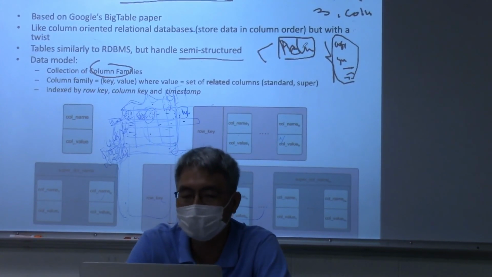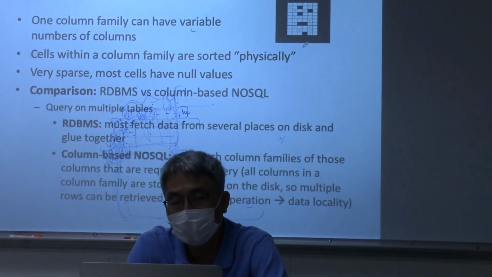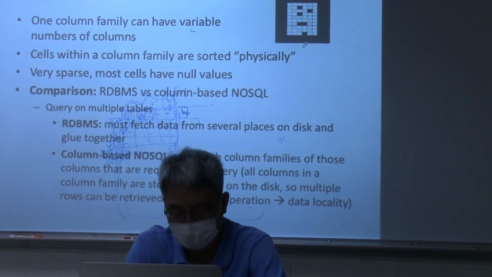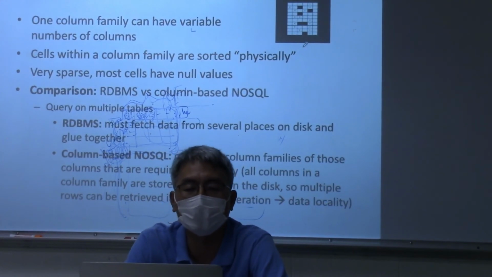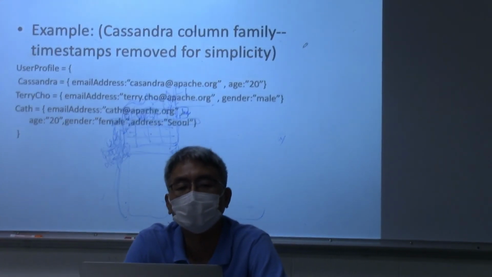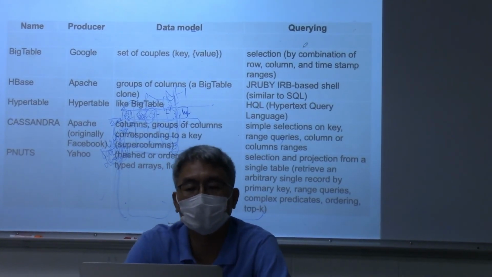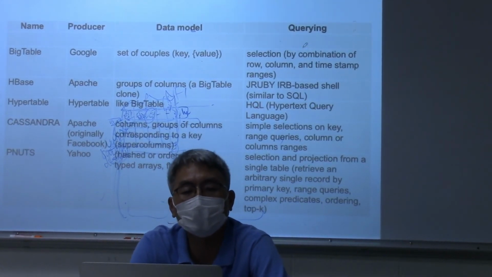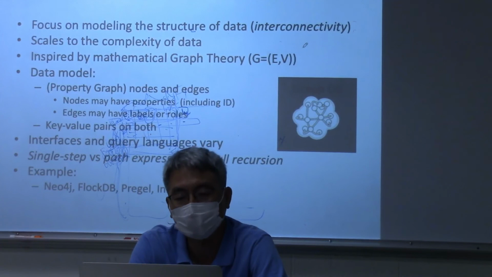Google Bigtable used such a column-based model, and also HBase, the Hadoop database that we are going to see first, which is a column-based database. So these are examples of the column-based: Bigtable, HBase, Hypertable. Cassandra, we will see, is also column-based.